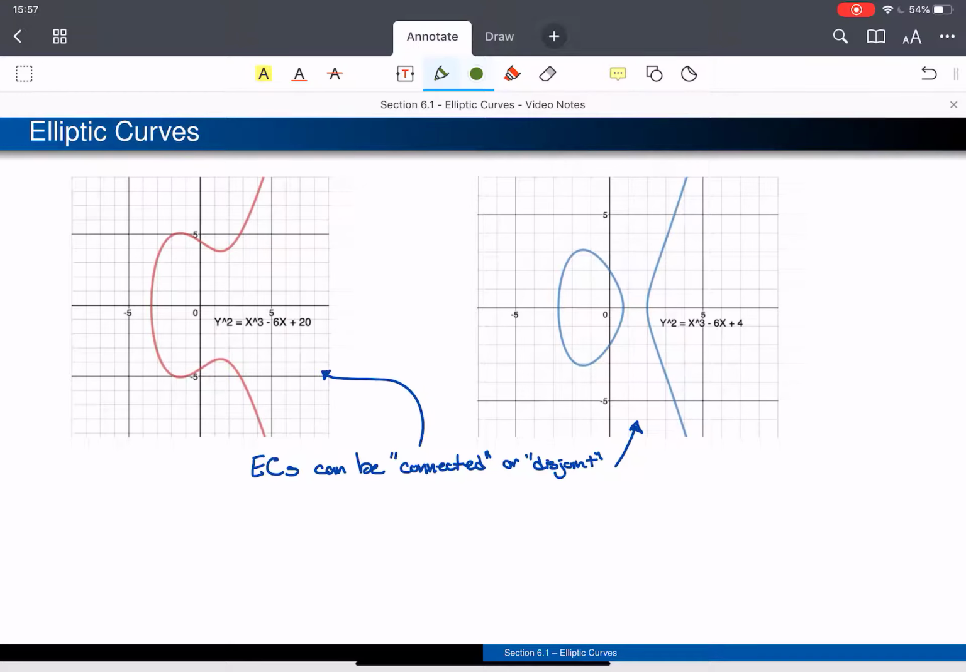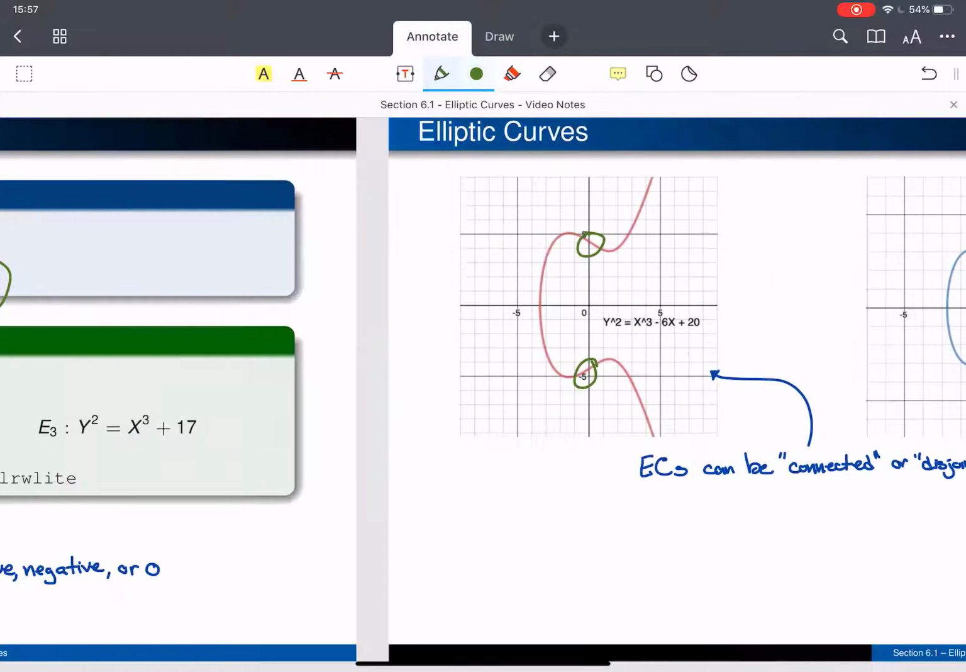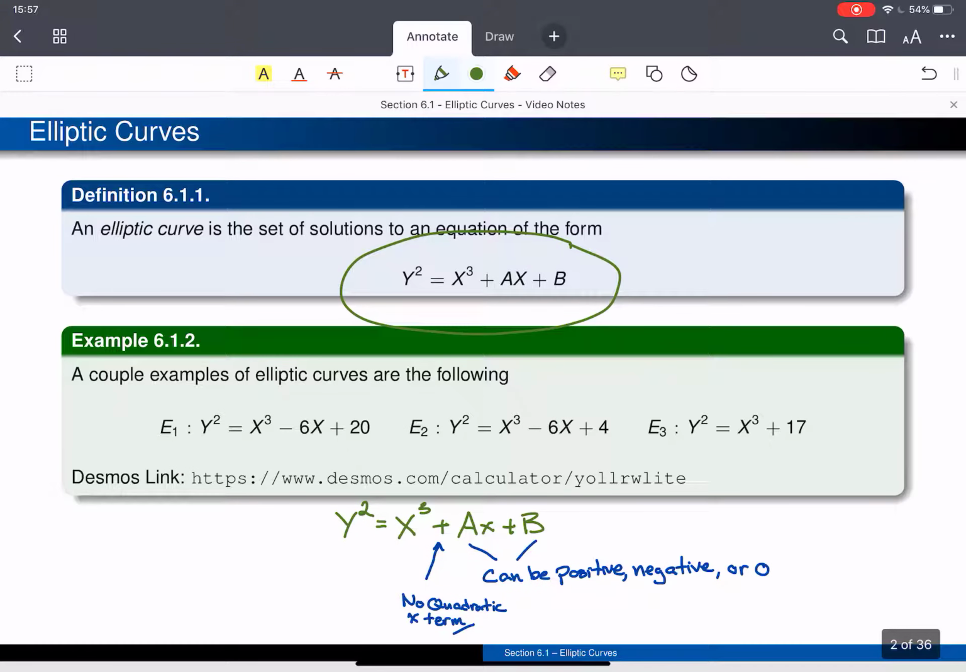The first thing you can see right off the bat is that these elliptic curves are not functions. They fail the vertical line test. We're going to have an x value that possibly goes to two different y values. You can see at this point, for 0 for x, it's got one y option and then another y option, which makes sense because it's coming from a y squared term.